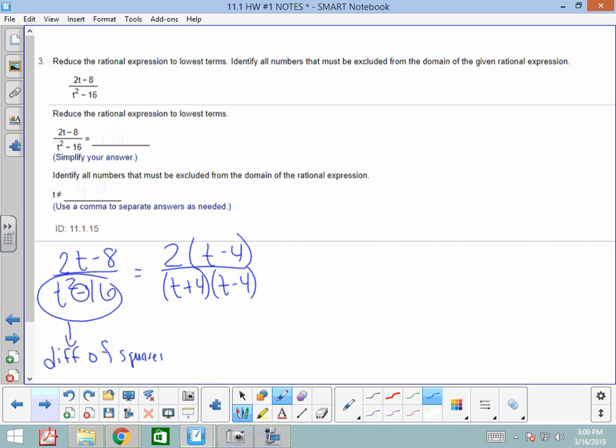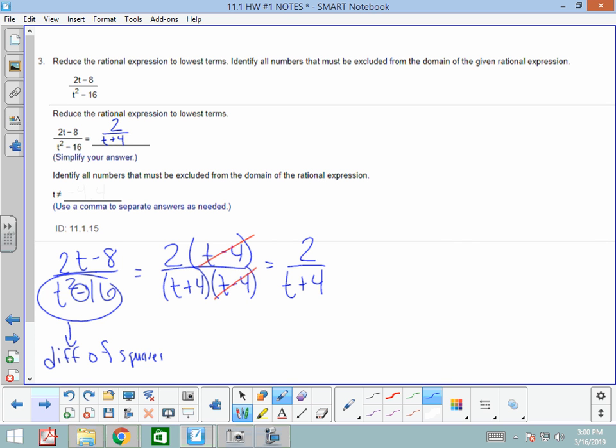All right, so now that we've factored, now we can cancel out identical binomials. So t minus 4 will cancel out this t minus 4 on the bottom. So now I have t squared over t plus 4. So that is what this reduces to in lowest terms.